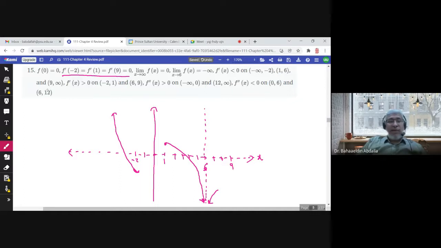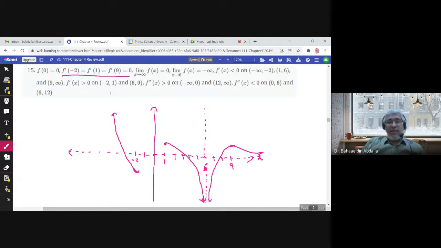And 9 to infinity. From 9 to infinity, it is also decreasing. So if I say at 9 it is here, we can also say that the graph is like this, and it's decreasing. And this is a horizontal asymptote, so it can go like this. So it's decreasing from 9 to infinity.